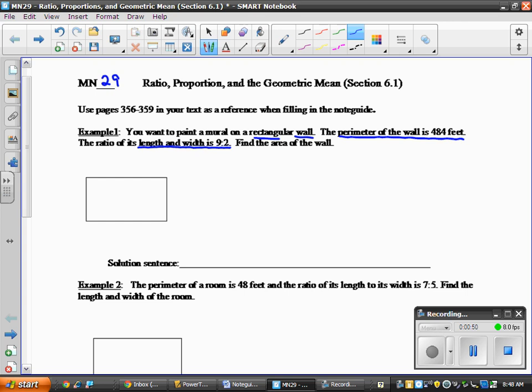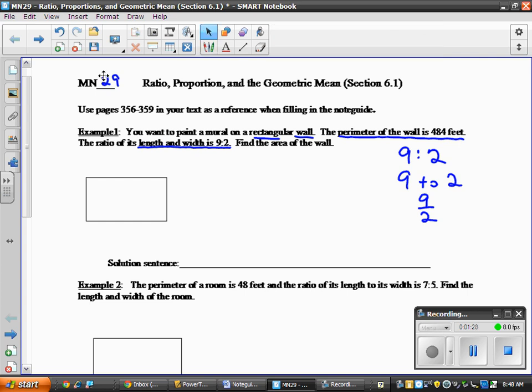First of all, I'm going to take a step back and make sure you understand what the word ratio means. When you say 9 to 2, that means for every length that's 9, the width is going to be 2. So if the length is 18, the width would be 4. Or if the length is 27, the width would be 6. So 9 to 2 is the ratio of those side lengths. Another way to write a ratio is 9 to 2 or 9:2. So ratios can be written a number of different ways.